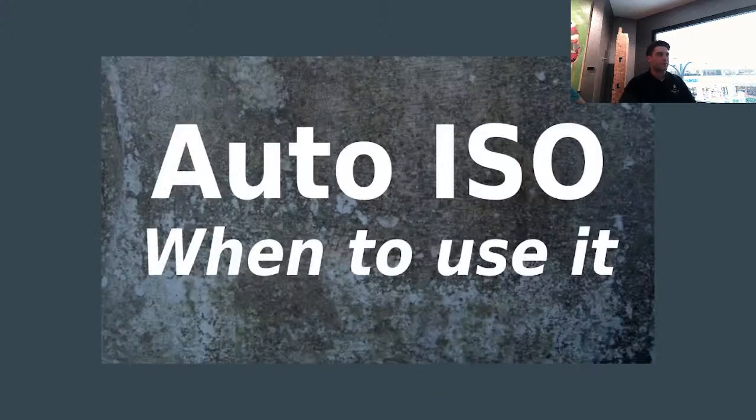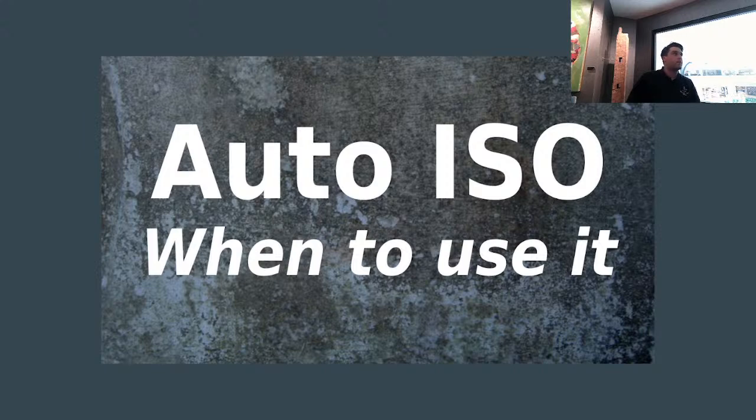Auto ISO, when to use it. I typically tell most people to keep auto ISO on at all times until you really feel like you have a good comfortability over the aperture, the f-stop, and the shutter speed. If you can navigate those three confidently and you have no issues with them, moving into your ISO is then the next step.